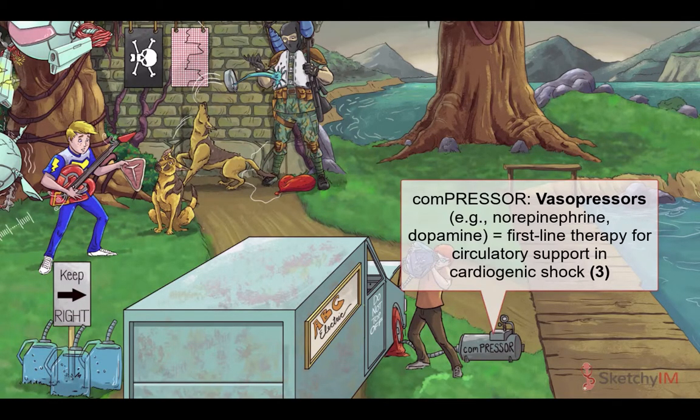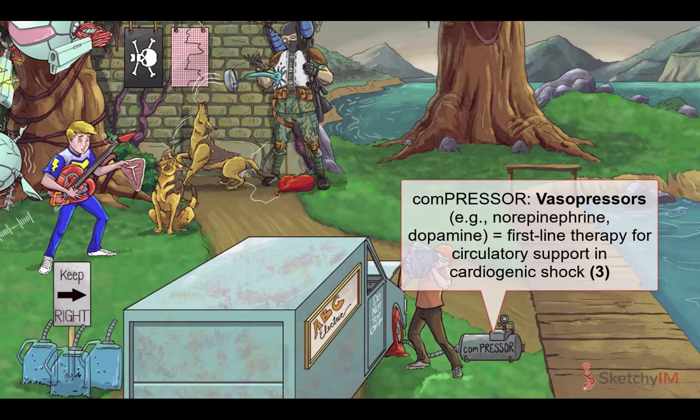The most common vasopressors used in the management of cardiogenic shock include norepinephrine and dopamine. Additionally, dobutamine, which is technically not a vasopressor as it's an inotropic agent that actually causes vasodilation at low doses, can also be used, often in conjunction with norepinephrine, to offset the aforementioned vasodilation that can occur.